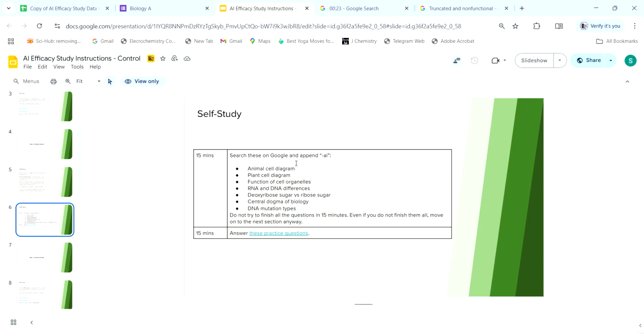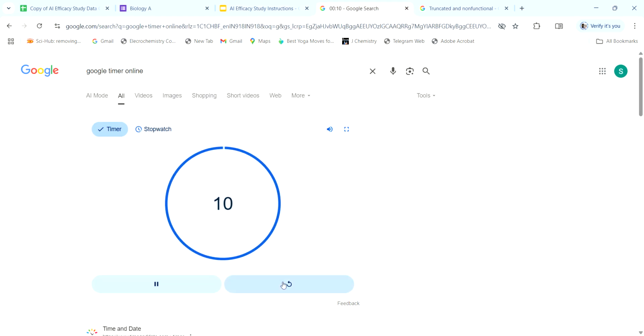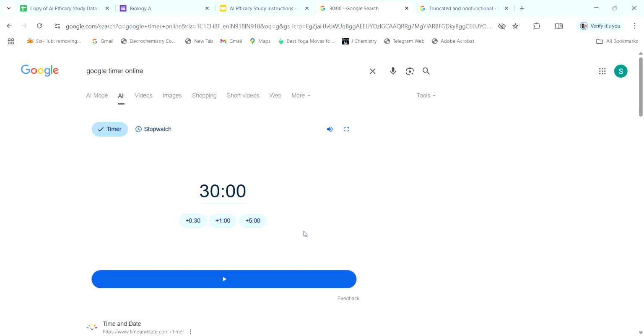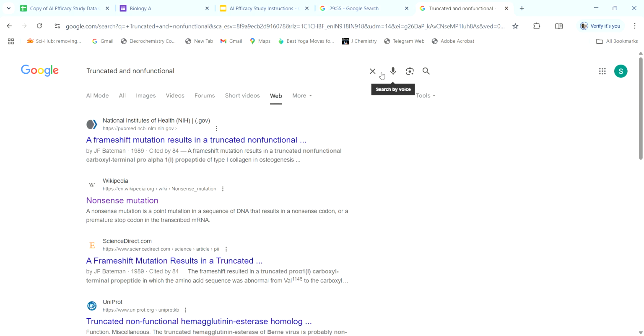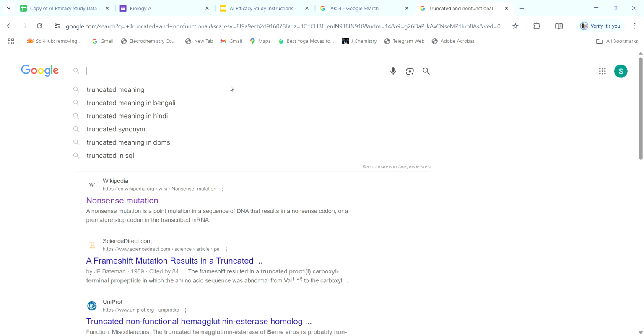So this is the first: what is an animal cell diagram? Okay, so I will start my Google timer again with 30 minutes. So again, the first question is, what is an animal cell diagram?